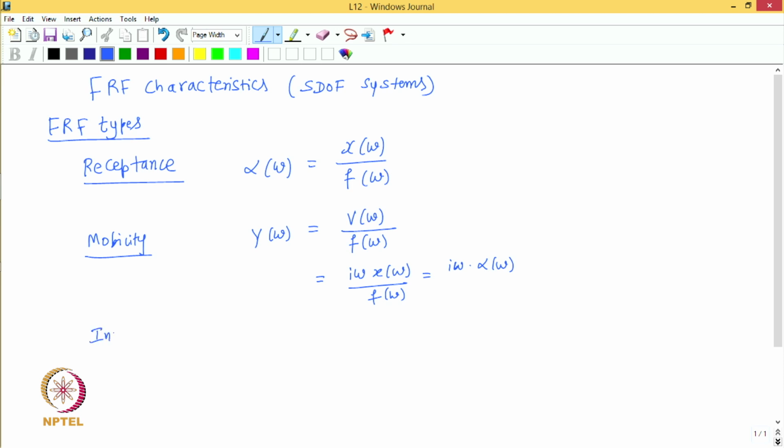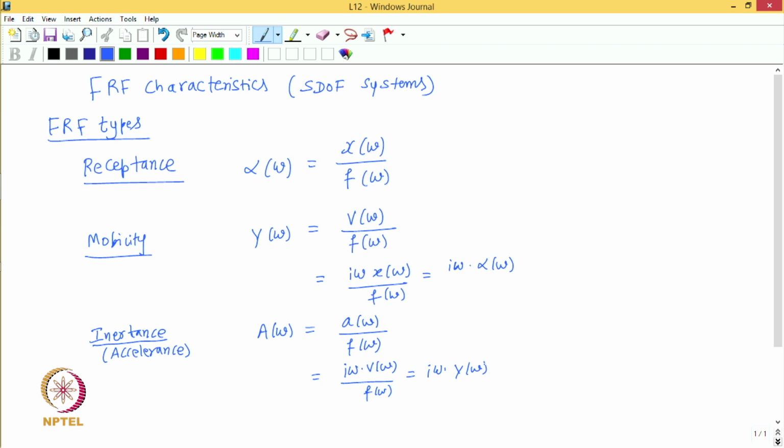Another FRF which is defined is called the inertance FRF, or accelerance, and we can denote it by A of omega. This is the ratio of the acceleration of the response and the force causing that acceleration, both defined in the frequency domain. The acceleration can be written as i omega times V of omega, because the motion is harmonic, and therefore we can also write the expression as i omega times Y of omega.